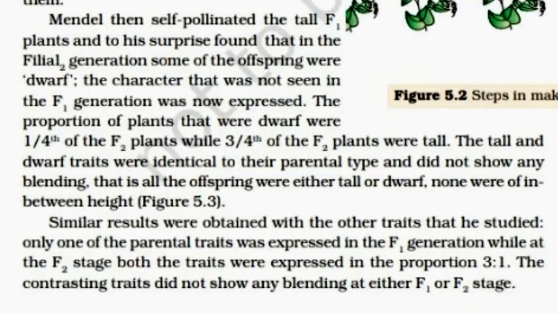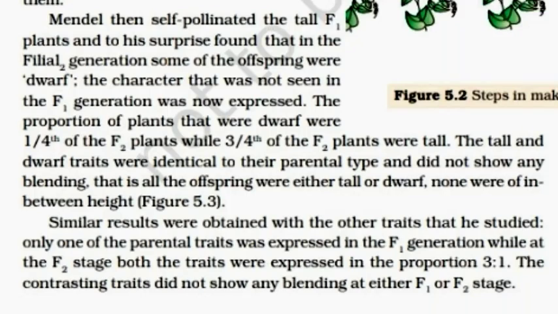The character that was not seen in the F1 generation was now expressed. The proportion of plants that were dwarf was 1/4 of the F2 plants, while 3/4 of the F2 plants were tall. The tall and dwarf traits were identical to their parental types and did not show any blending. That is, all the offspring were either tall or dwarf. None were of in-between height.